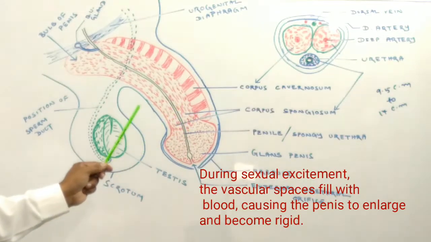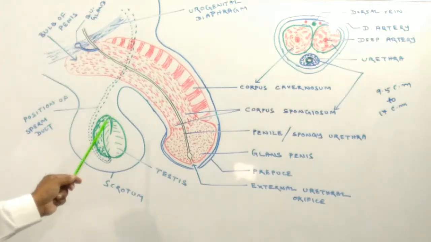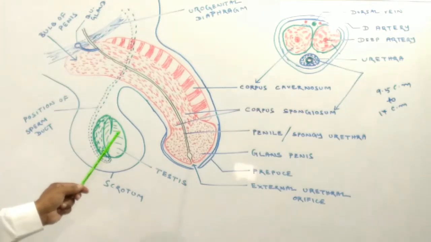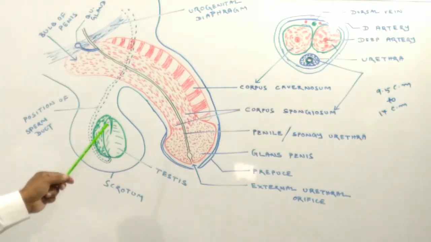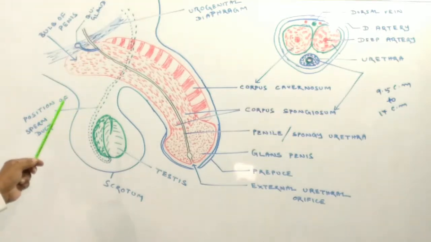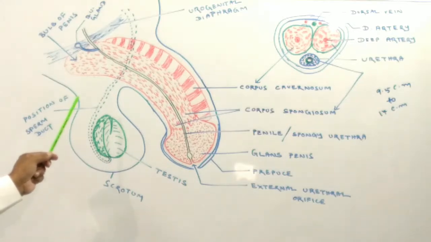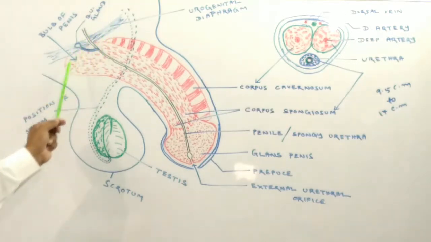The corpus spongiosum's proximal end is also enlarged, forming the part of the root called the bulb of the penis. The bulb is covered externally by the sheet-like bulbospongiosus muscle. It is secured to the urogenital diaphragm.